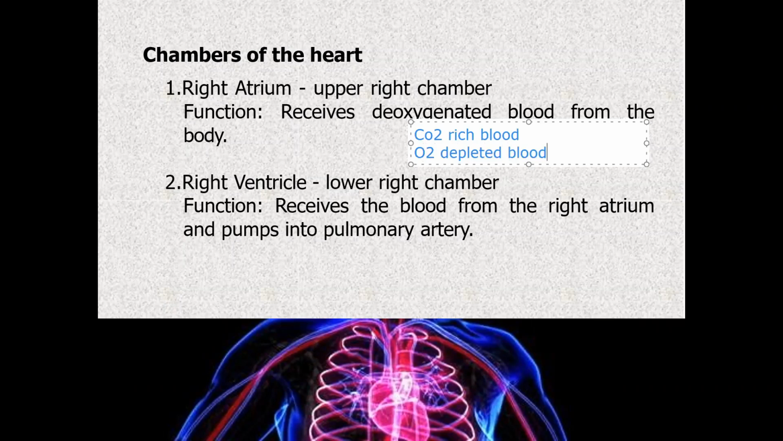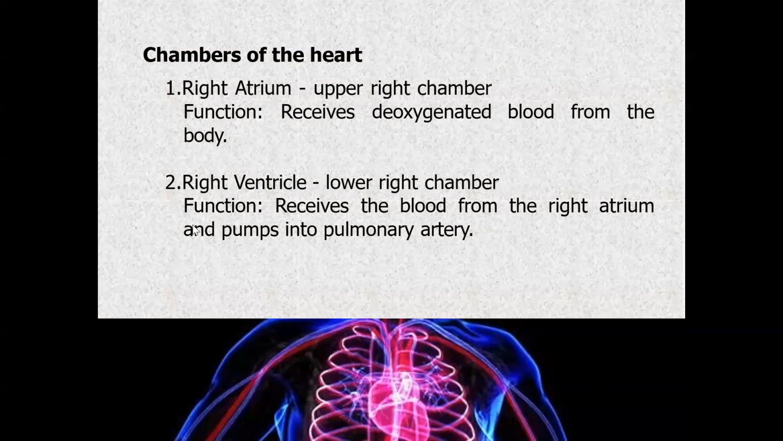Pwede kong pagpalit-palitin yung mga terms. When we say deoxygenated blood, as the name implies, de means remove. So it means walang oxygen yung blood na yon. Since wala siyang oxygen, anong laman niya? E di carbon dioxide. So oxygen depleted blood, carbon dioxide rich blood, deoxygenated blood, they are all the same. So the right atrium receives the deoxygenated blood that was already used by the body.